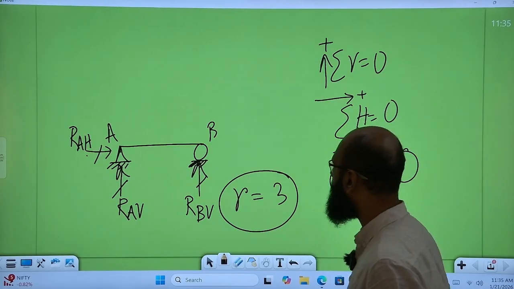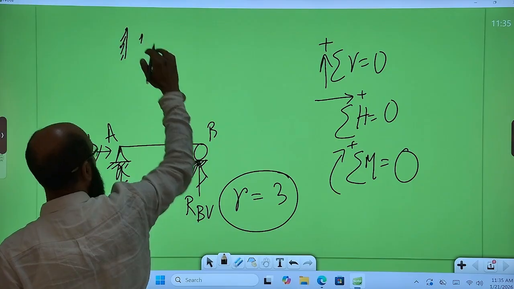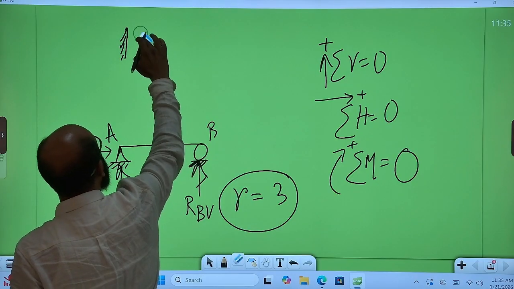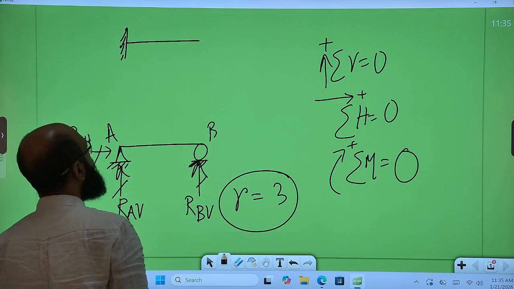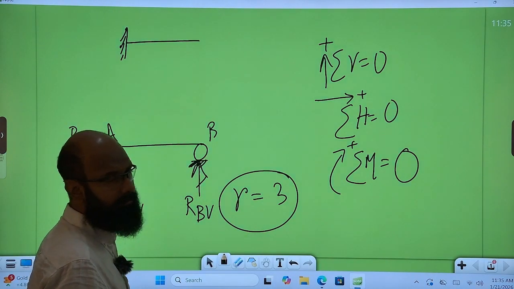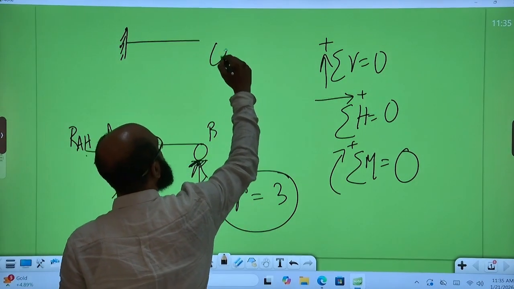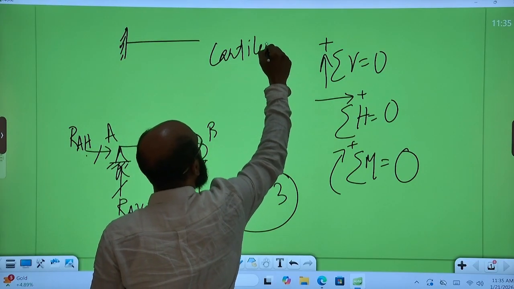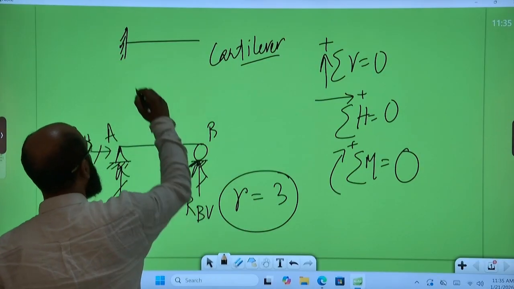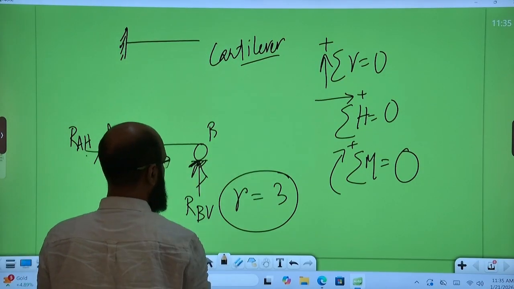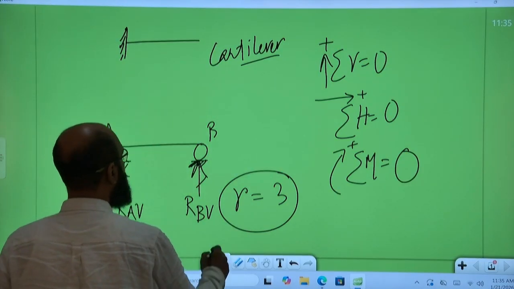Now let us discuss a fixed support beam, the simplest form of a particular beam, typically termed a cantilever beam. One end will be fixed and the other end will be free. Now you can see what the number of reactions will be.